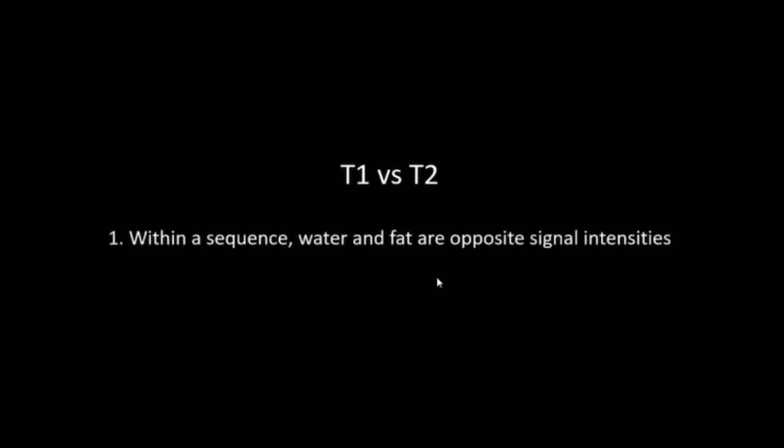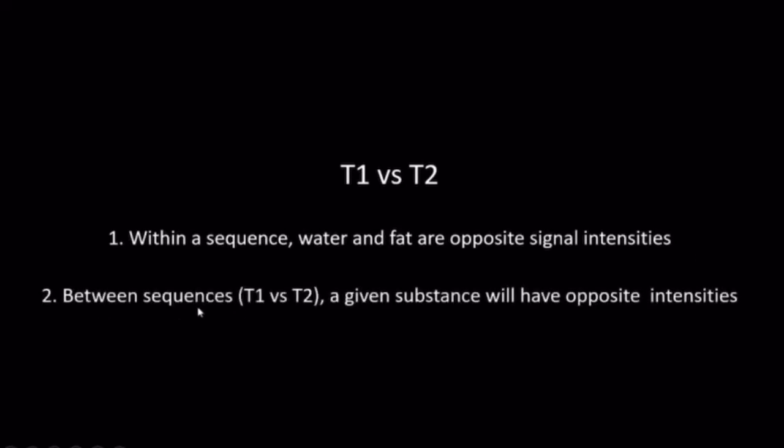So let's start with T1 versus T2. Very similar sequences, and people get tripped up a lot with these. Between T1 and T2, we've got two basic rules that differentiate the two. Number one, within a given sequence, so take T1 for example, water and fat are opposite signal intensities. Number two, between sequences, T1 versus T2, a given substance, take fat for example, will have opposite signal intensities.